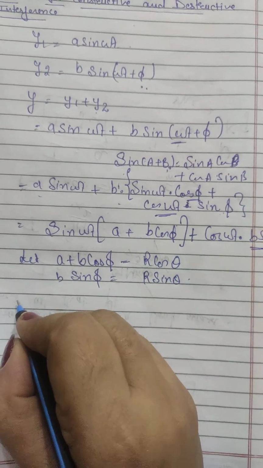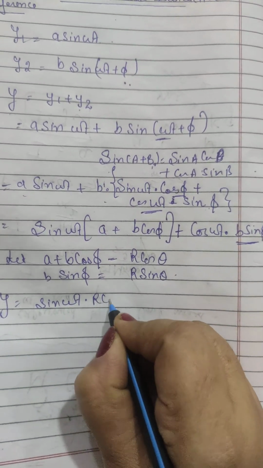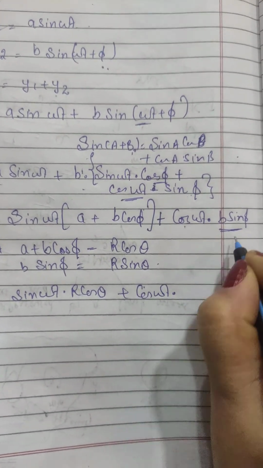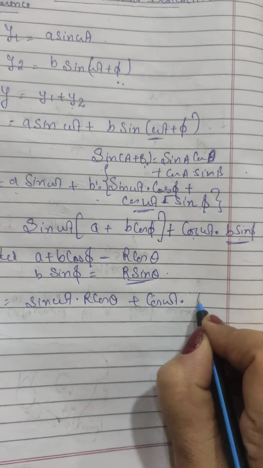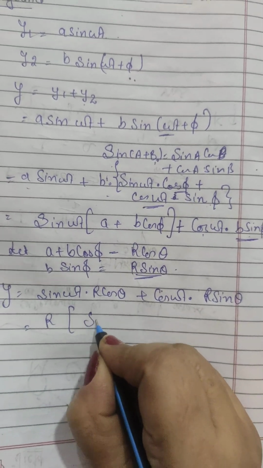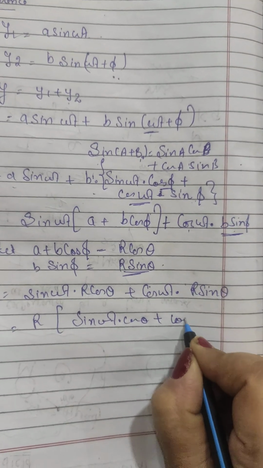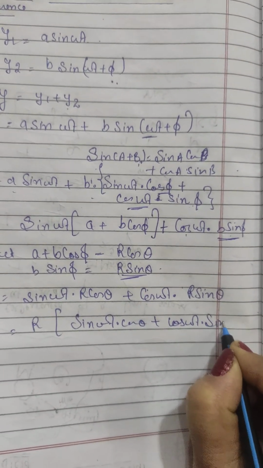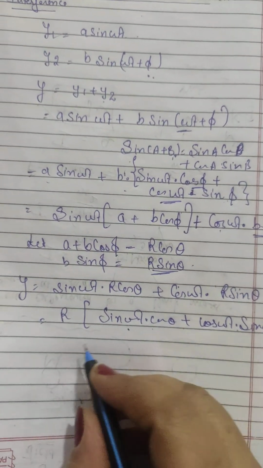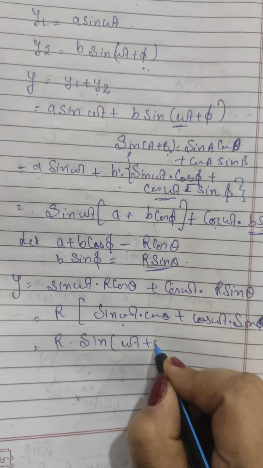Putting these values in, y is equal to sine omega t r cos theta plus cos omega t r sine theta. Taking r common, we have sine omega t cos theta plus cos omega t sine theta. You can see this becomes the formula of sine a plus b, so we write r sine of omega t plus theta.